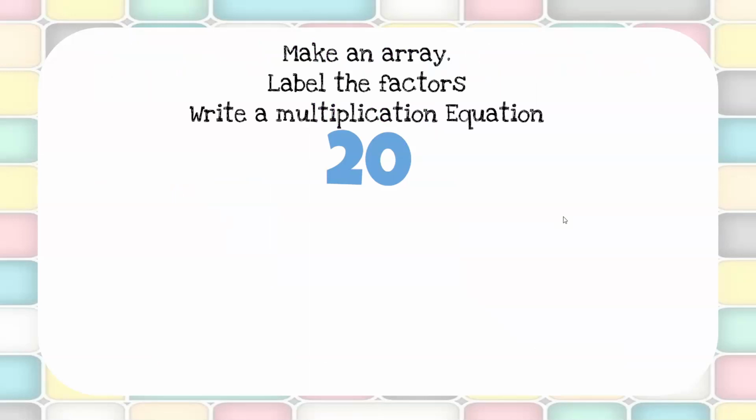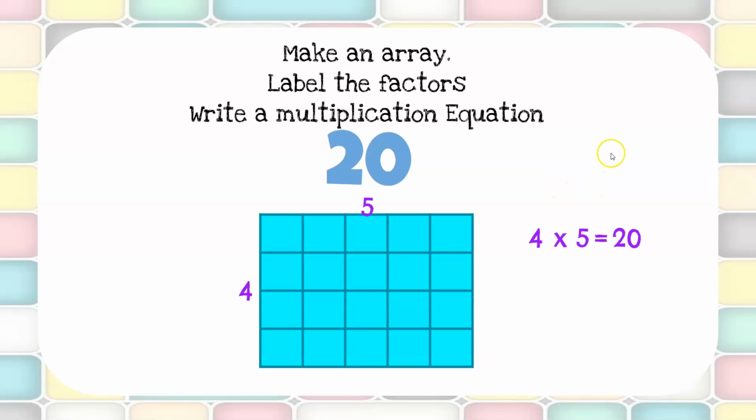So if I were to tell you to make an array, we would label the factors and we would write a multiplication equation. So let's say I have some graph paper. I'm going to do 4 rows and I'm going to do 5 columns. I could sit and count how many squares there are, and that would get us to 20 units.